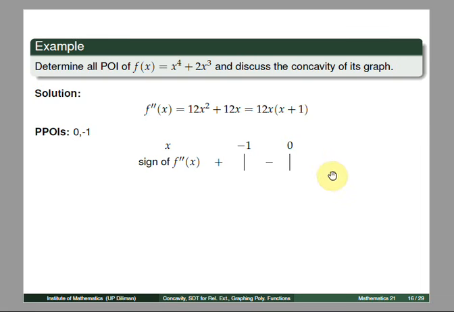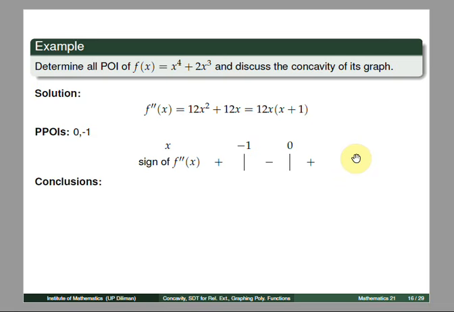So negative, positive, we have negative. Alright. And to the right of 0, we have, say, 1. This is positive, this is still positive. So therefore, to the right of 0, f double prime is positive. So we see here readily on this table of signs of f double prime that concavity changes. From concave up, it becomes concave down, and then from concave down, it becomes concave up. Hence, there is a point of inflection at x equals negative 1 and 0.